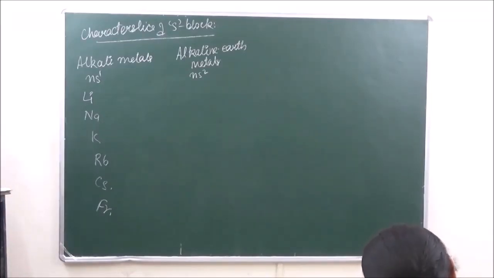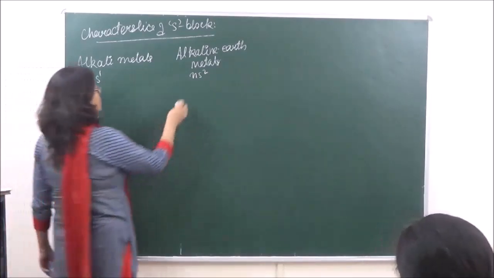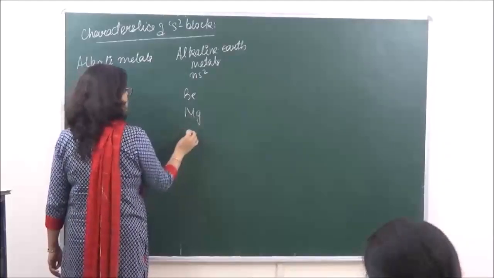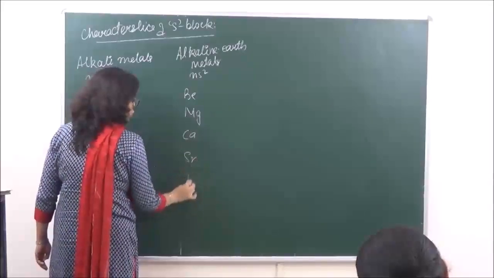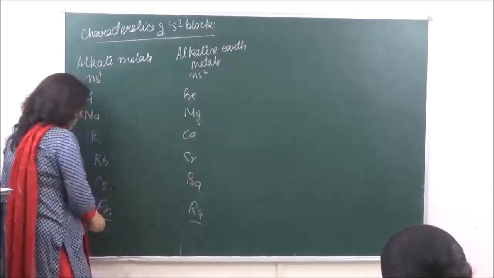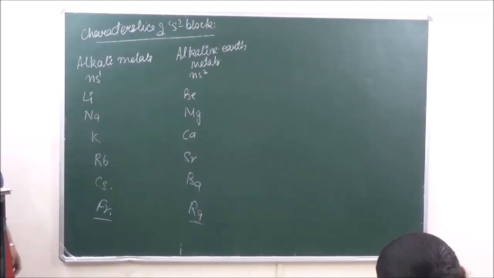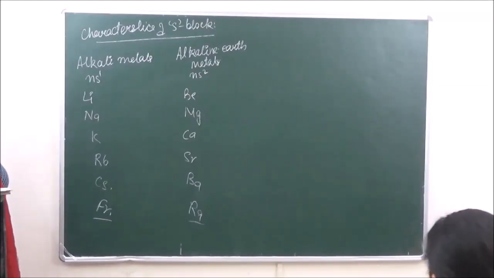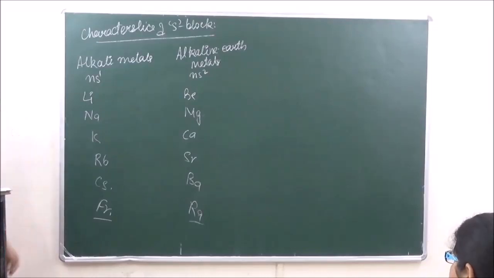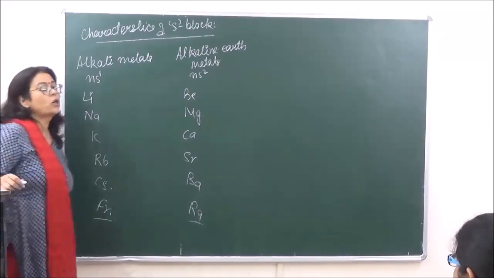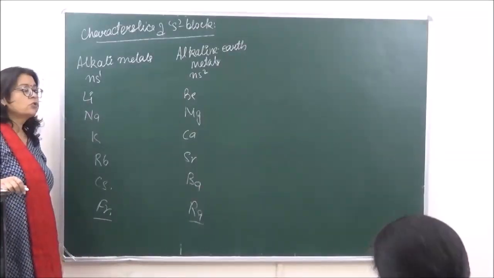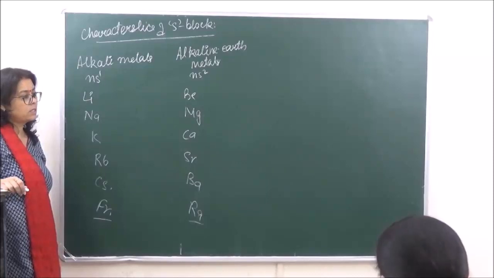ठीक है? फिर उसके बाद NS2 आ गया. NS2 में भी start with beryllium, magnesium, calcium, strontium, barium and radium. Over here radium is radioactive in nature. Generally you would see that we will not be studying the general trends of the radioactive elements. Why? Because they are short-lived. They keep disintegrating, as a result of which it is difficult to connect to their properties.